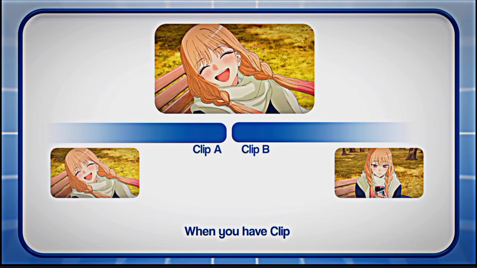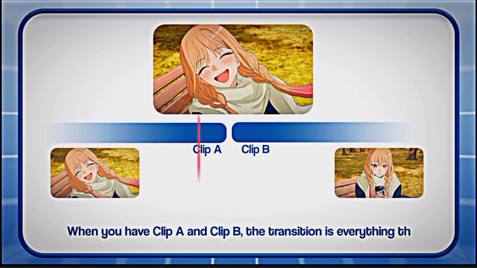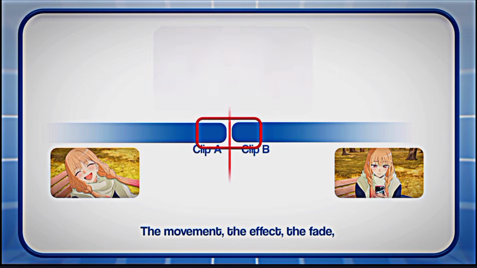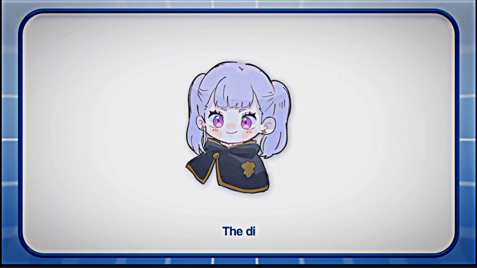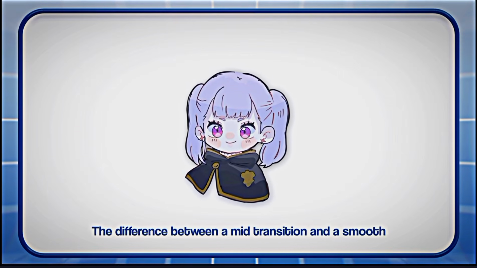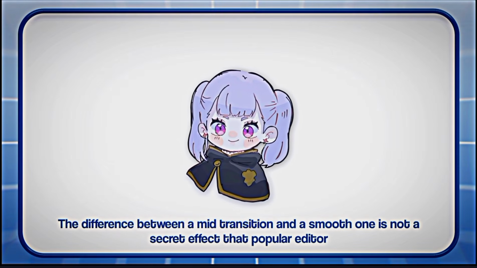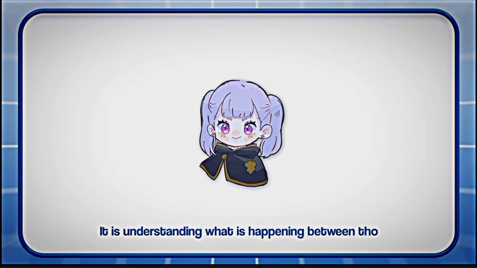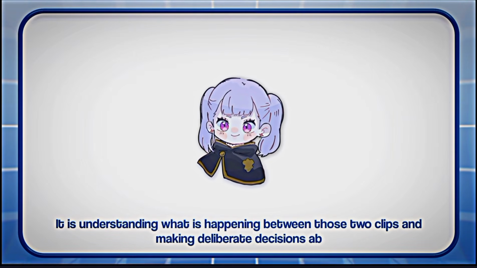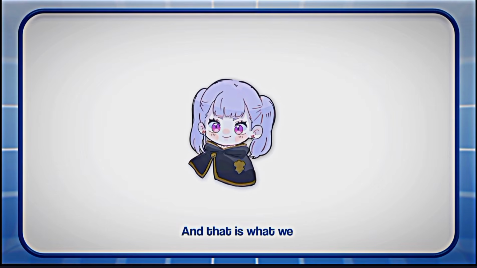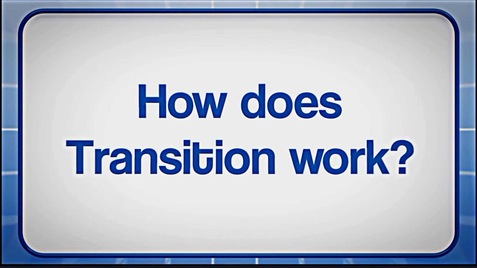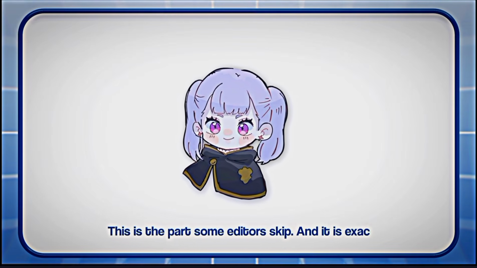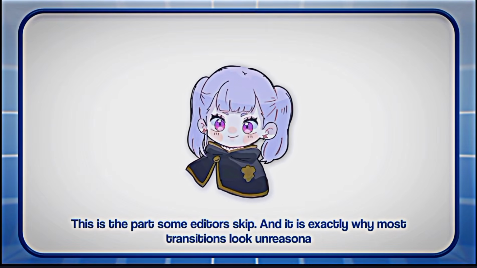When you have clip A and clip B, the transition is everything that happens in between them. The movement, the effect, the fade, or nothing at all. The difference between a mid-transition and a smooth one is not a secret effect that popular editors are hiding from you. It is understanding what is happening between those two clips and making deliberate decisions about it. And that is what we are here for today. How transitions actually work. This is the part some editors skip, and it is why some transitions look unreasonable.